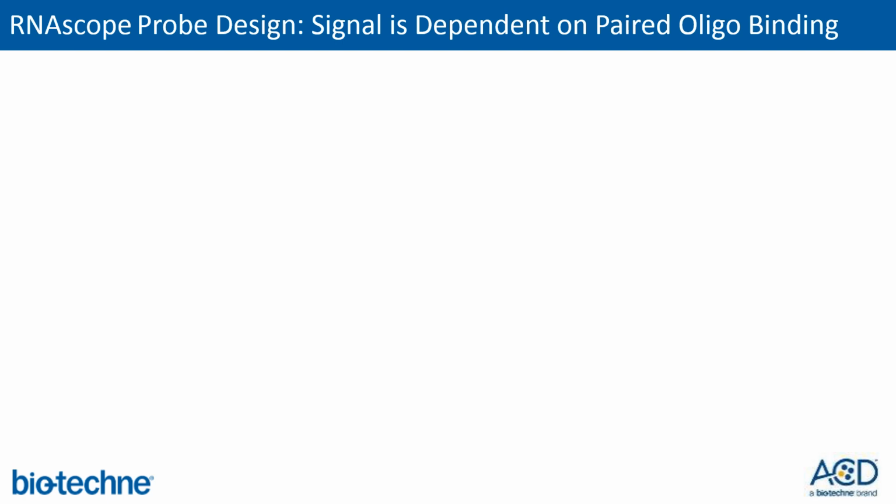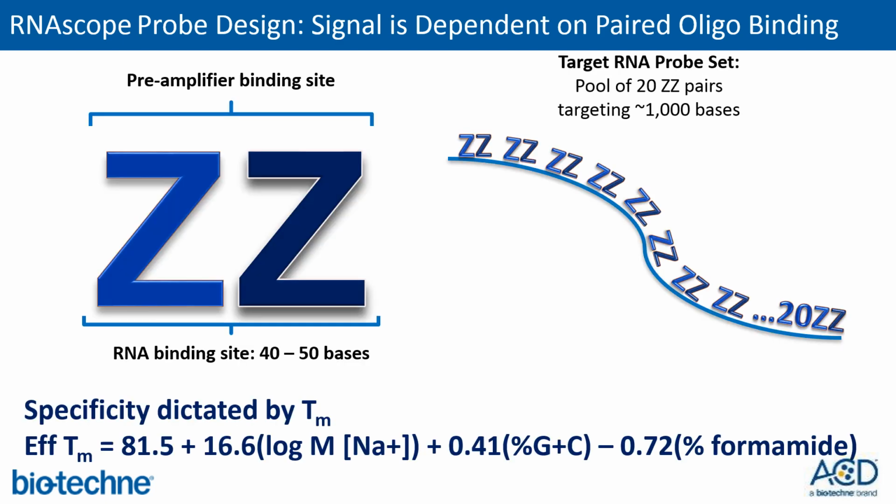The RNAscope probe design is such that signal is dependent on paired oligonucleotides hybridizing to the target sequence. A typical RNAscope probe will consist of a large pool, about 20 of these pairs, tiled along a region of about 1 kb of sequence. Each one of these pairs is able to generate signal. So by incorporating a large number of these oligo pairs into a given probe, we build in a high level of redundancy to ensure high efficiency of molecular detection. Every single one of these oligos is tested in silico to ensure that it will hybridize only to the intended target sequence and not cross-hybridize with any other sequence in the sample.